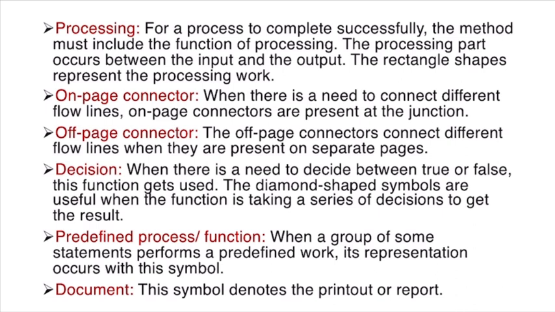The next one is decision. When there is a need to decide between true or false, this function gets used. The diamond-shaped symbols are useful when the function is taking a series of decisions to get the result. The next one is predefined process or function. When a group of statements performs a predefined work, its representation occurs with a symbol. And the last one is document. This symbol denotes the printout or report.